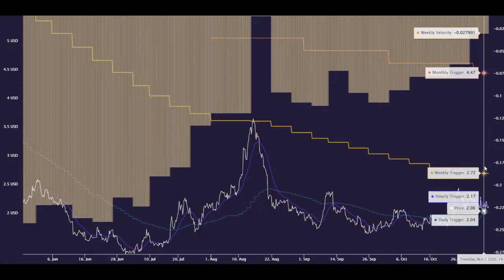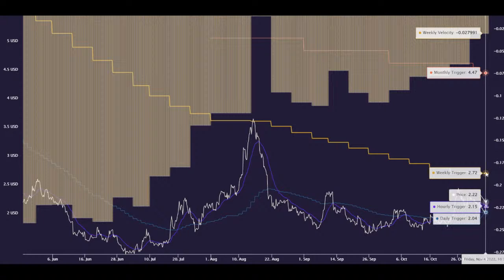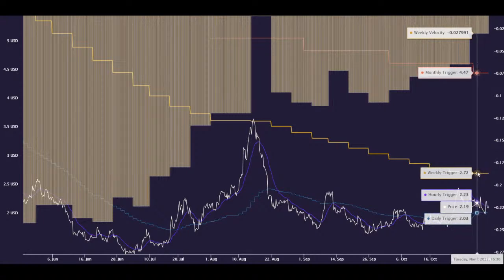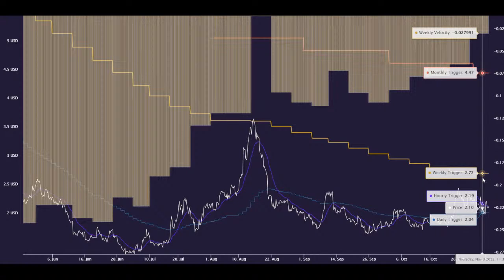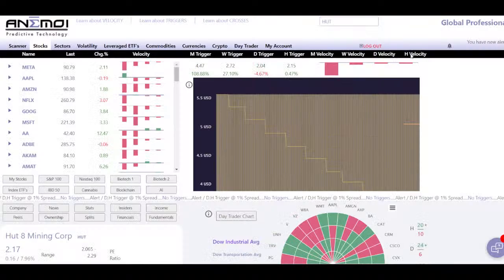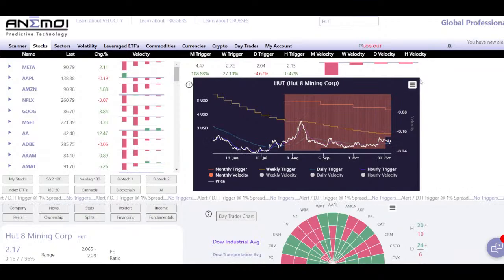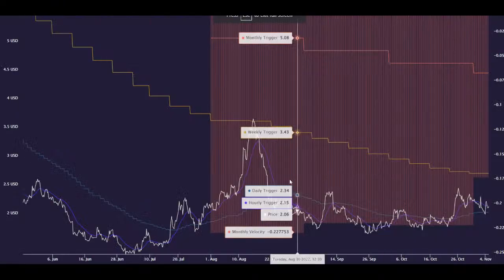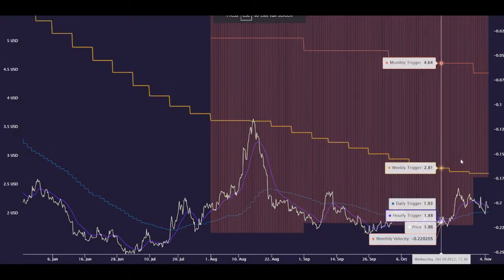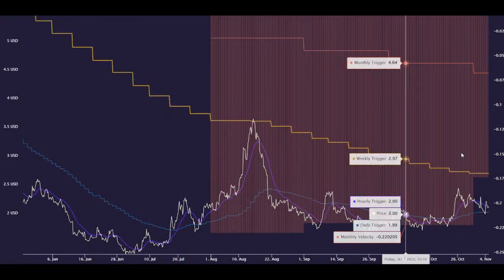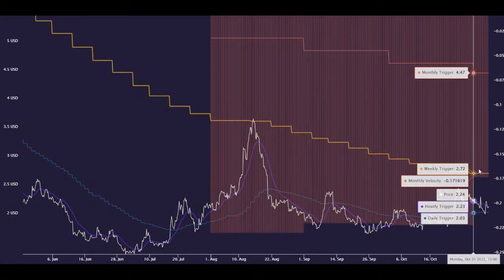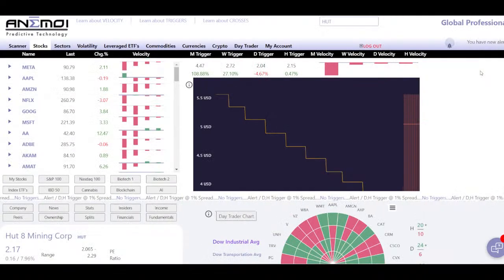But it's a great shot to take even to 272, and then you could start trimming here and hold runners just in case price breaks above the weekly trigger, in which case it has a humongous gap to 447, which is the monthly trigger, which is 108% away from price. If you look at the monthly velocity, it has been getting better and better for about 4 months now. So that's a good sign that sometimes if price can break above the weekly trigger, it can fill that air pocket.